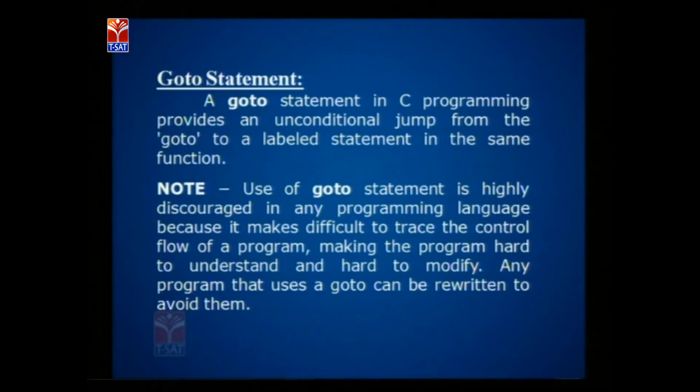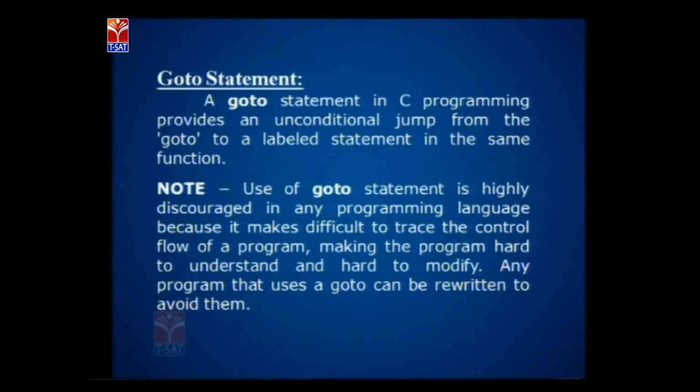The next statement is the goto statement. A goto statement in C programming provides an unconditional jump to a labeled statement in the same or different functions. Note that the goto statement is highly discouraged in programming languages because it makes programs very difficult to read. It makes the program very complex and hard to understand, and in certain situations we cannot even modify or rewrite them to avoid them, and so the goto statement is considered not to be used.